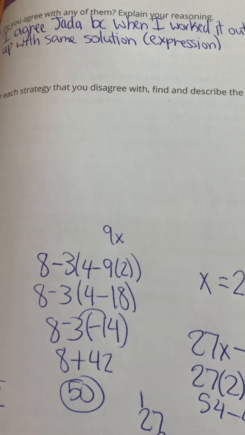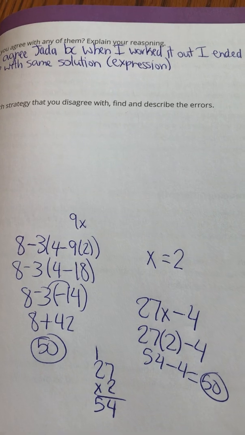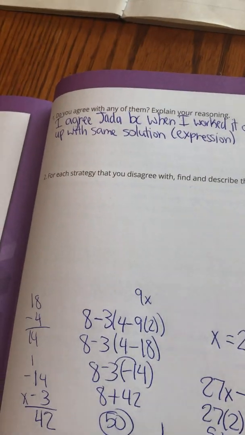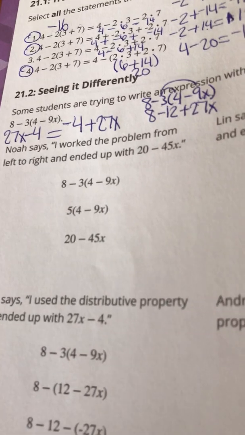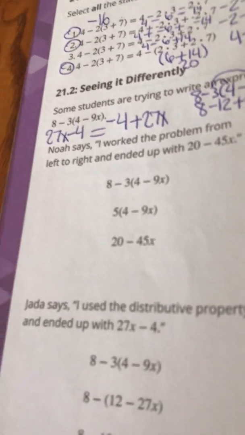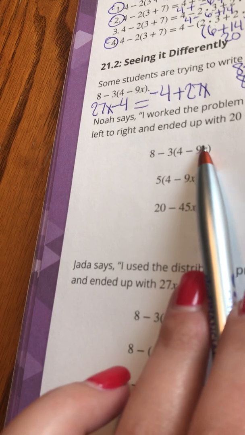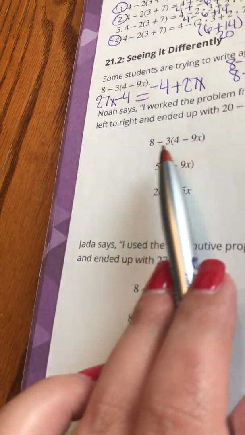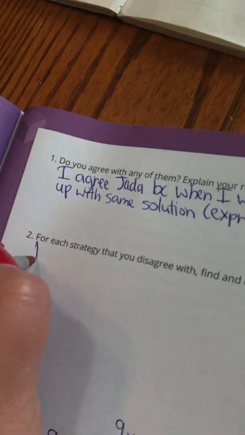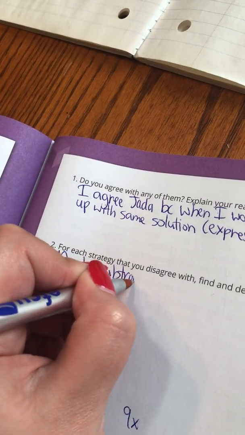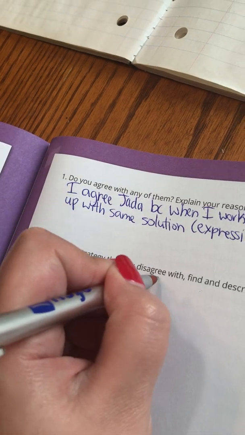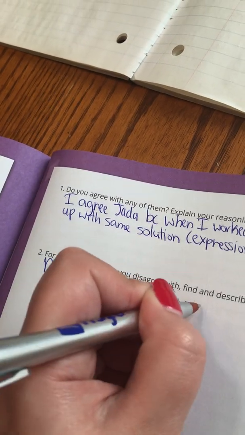So for each strategy that you disagree with, find and describe the errors. So Noah, you could see that he subtracted before he multiplied. But you're supposed to do the multiplication before you subtract. Kind of like with order of operations. So Noah subtracted before multiplying.